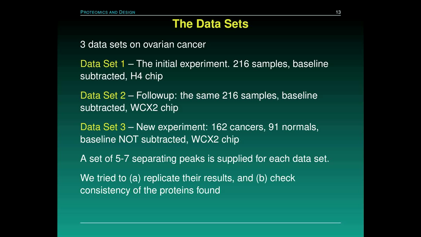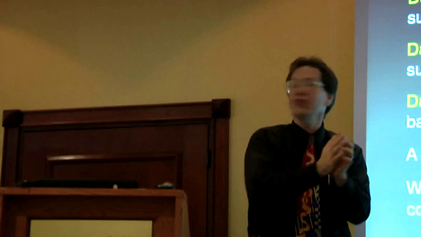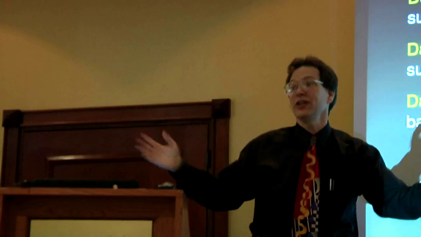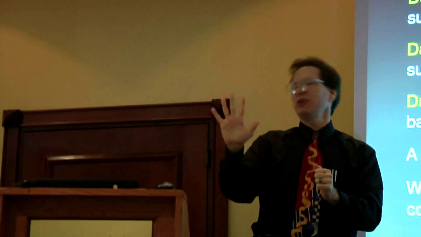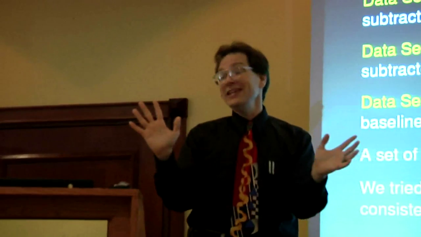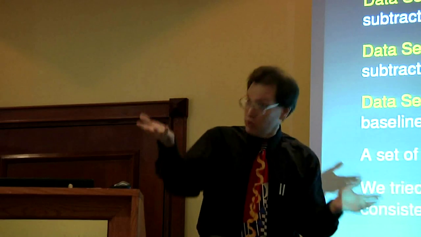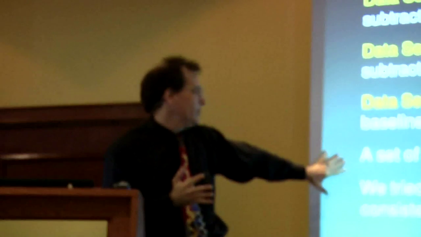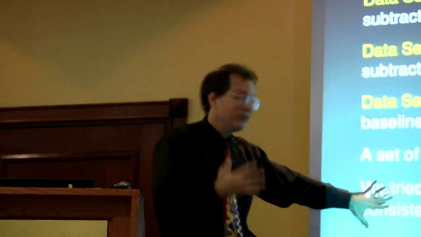Now, for every single one of these, they report great results. For every single one of these, they also tell us a bit more. They say, spectra involve a lot of peaks, but if what you want to do is tell cancers from controls, you don't have to pay attention to the entire thing. We'll tell you somewhere between 5 and 7 peaks for every set, and that's all you need to separate cancers from controls.